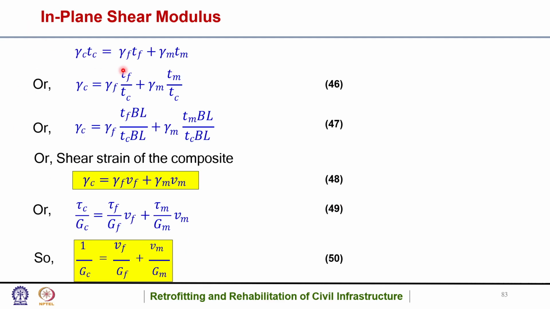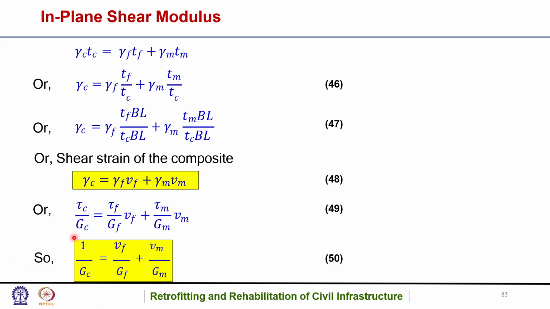So gamma c tc equal to gamma f tf plus gamma m tm, or gamma c equal to gamma f into tf by tc plus gamma m into tm by tc, which becomes gamma c equal to gamma f into tf bl by tc bl, just multiplying and dividing bl, plus gamma m into tm bl by tc bl. Or shear strain of the composite, gamma c equal to gamma f vf plus gamma m vm, or tau c by gc equal to tau f by gf vf plus tau m by gm vm, or 1 by gc equal to vf by gf plus vm by gm.